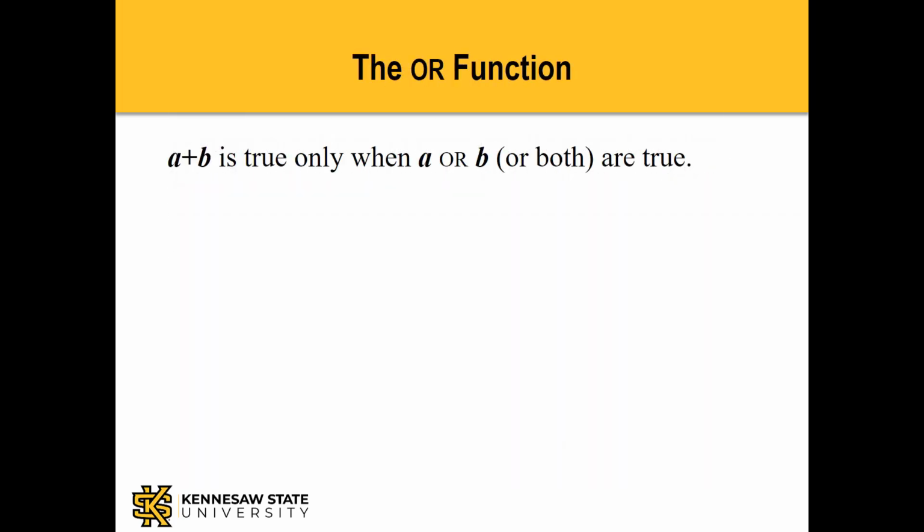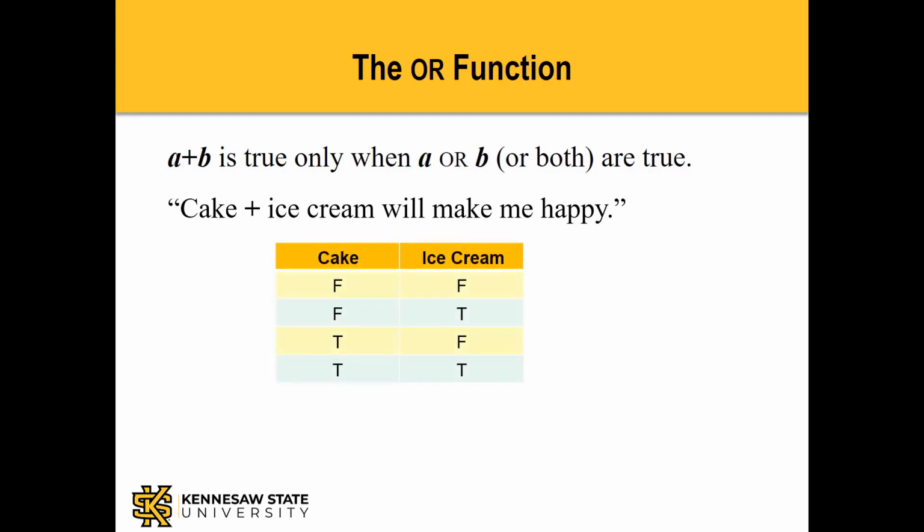The OR function is represented by plus, and I'm going to tell you twice that that's not the same as the arithmetic plus. We're going to read it as OR. A or B is true when either A or B or both of them are true. So let's think of another Boolean expression. Cake or ice cream will make me happy. And we'll write the truth table. It's going to have 4 rows just like the previous one, and we're going to write them in the same order. We always start with false, false, then false, true, true, false, and finally true, true.